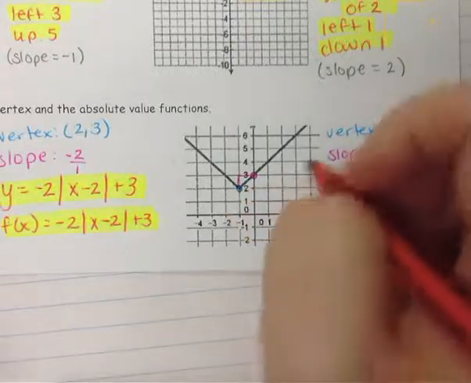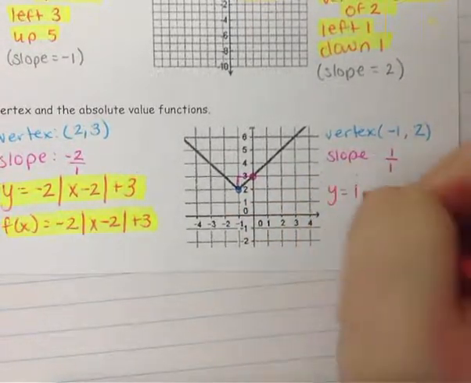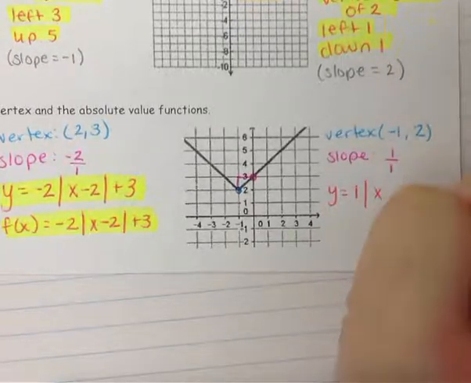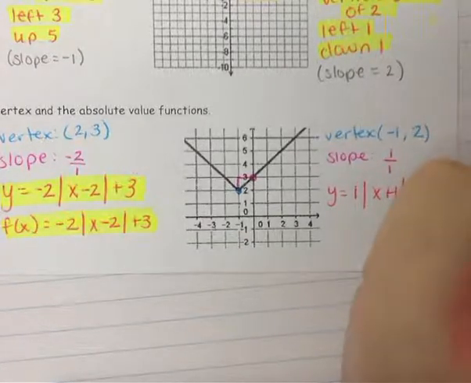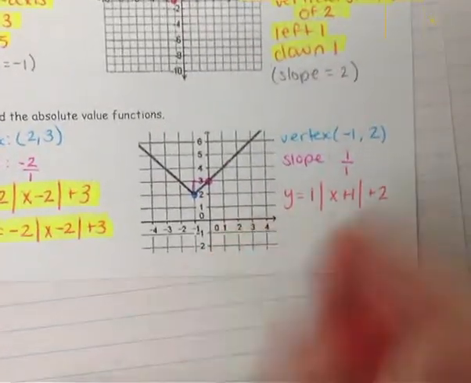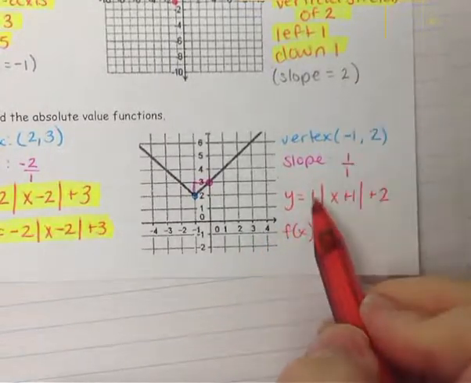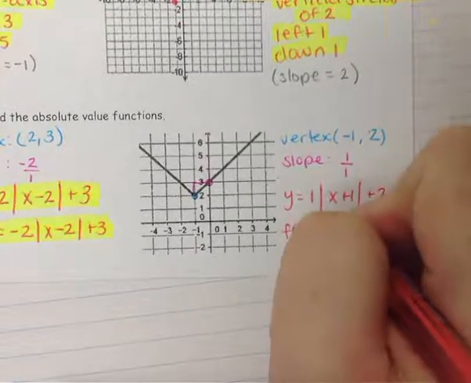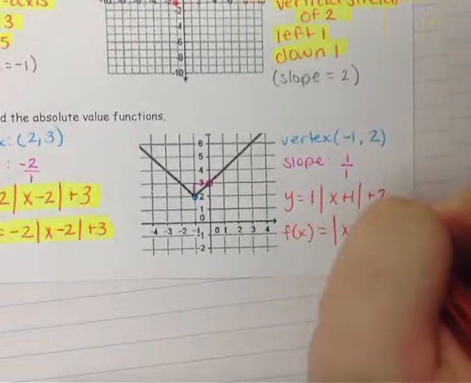So we can write our equation as y equals, our a value is 1, so I'm going to put a 1 there. Absolute value of x minus h, that'll become plus 1, absolute value, then plus k, so it's going to be plus 2. Now I can write it as f of x equals, since our a value is 1, we don't have to write the 1, because if there's nothing there, it is a 1, so I have the absolute value of x plus 1, absolute value, plus 2.